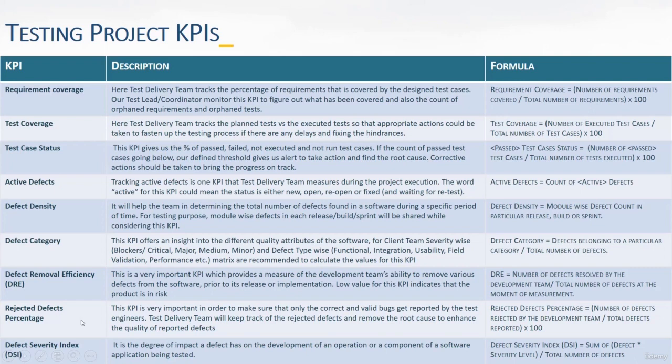And then the rejected defects percentage, you need to specify the number of defects rejected by the development team divided by the total defects reported, multiplied by 100. So at the last, you need to specify the defect severity index: the sum of defect severity levels divided by the total number of defects.